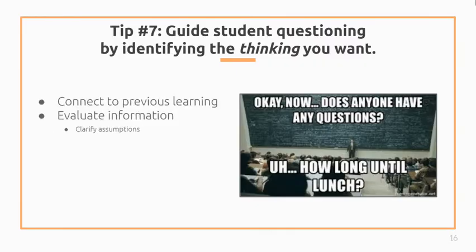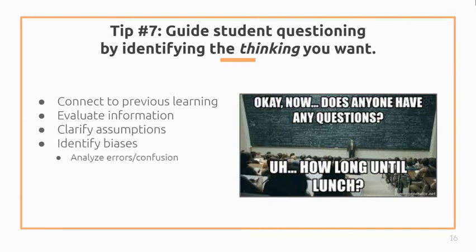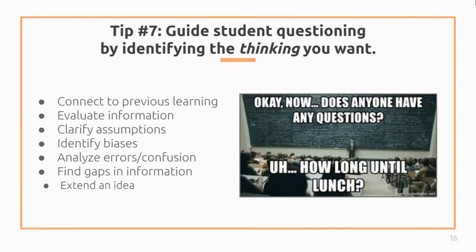Tip number 7, guide student questioning by identifying the thinking you want. Suggesting criteria students might use to reflect on their learning will provide a purpose and direction, and you will raise the level of student questioning. Students could form questions to connect to previous learning, evaluate information, clarify assumptions, identify biases, analyze errors or confusion, find gaps in information, and extend an idea.